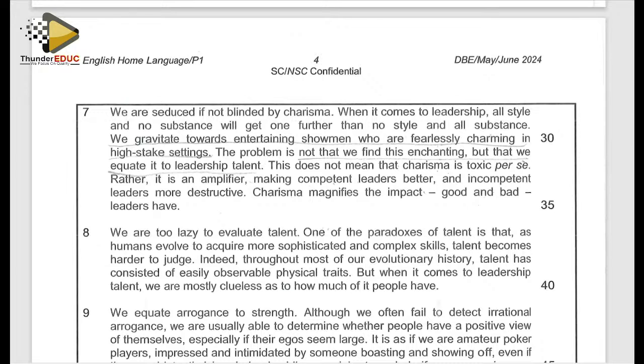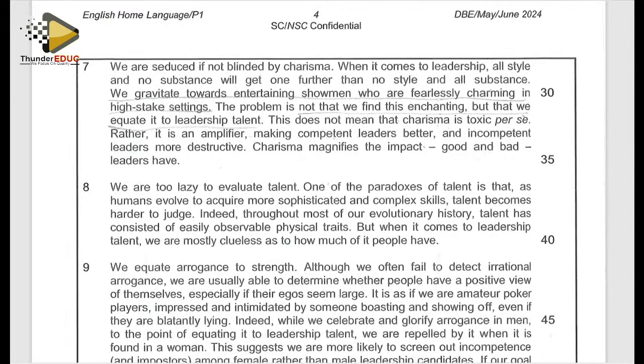It says, making competent leaders better and incompetent leaders more destructive. Charisma magnifies the impact good and bad leaders have. The question said is, discuss the writing style in paragraph 7. Opinionated. This is his opinions. And as a result, we must specify the issue that we are saying.